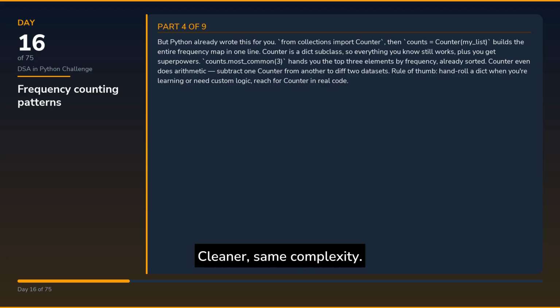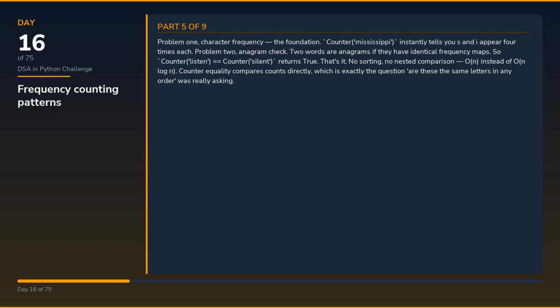From collections import Counter, then counts equals Counter(my_list). Builds the entire frequency map in one line. Counter is a dict subclass, so everything you know still works, plus you get superpowers. counts.most_common(3) hands you the top 3 elements by frequency, already sorted. Counter even does arithmetic, subtract one counter from another to diff two datasets. Rule of thumb, hand roll a dict when you're learning or need custom logic. Reach for Counter in real code.